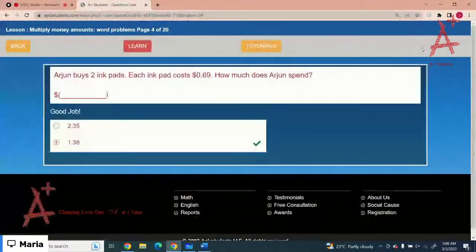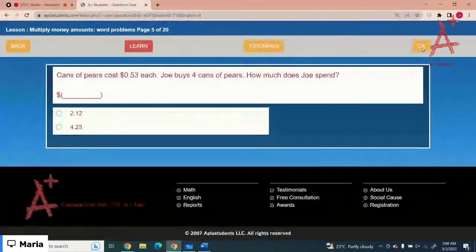Okay, the next one is cans of pears cost 0.53 each. Joe buys 4 cans of pears. How much does Joe spend? So which is the correct option? I'm waiting for the answer from your side. You have to do 0.53 times 4.